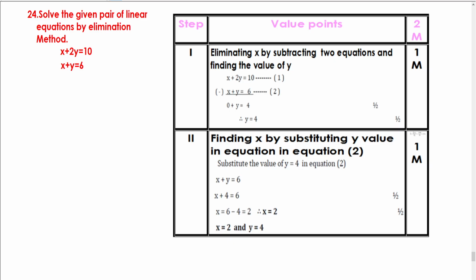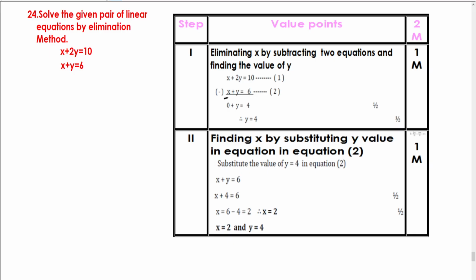This time you observe x and x are identical. You have to make the coefficient of x or y the same. Already they are given as x and x, same. This time, by adding, the work will not be done. Therefore you have to subtract it. While subtracting, observe carefully. Here it is having a sign.